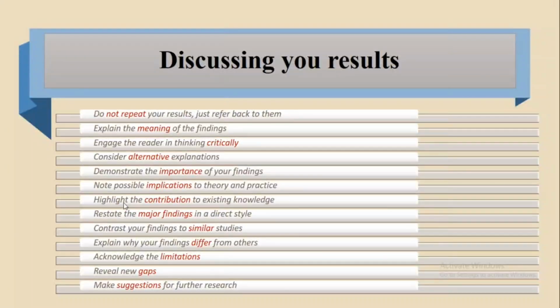Restate the major findings when you are discussing them, even if you put them in a list. The major findings that answer the question, you can restate again in a short list in the discussion section. Contrast your findings to similar studies and different studies. Explain why your findings differ from others. Acknowledge the limitations.